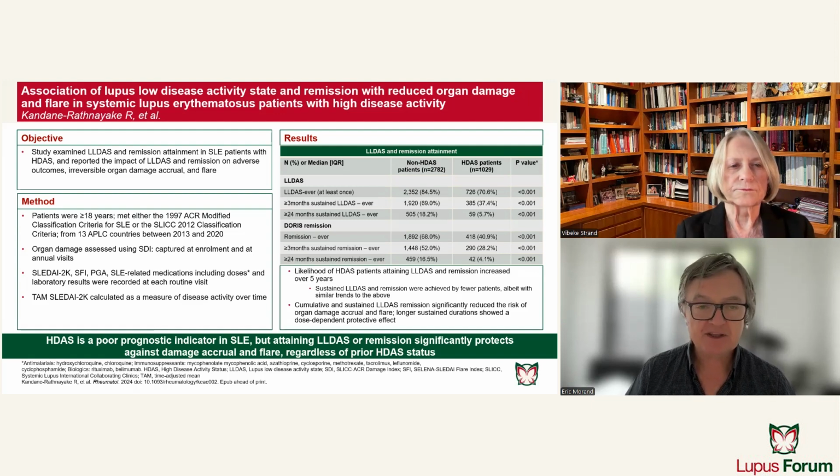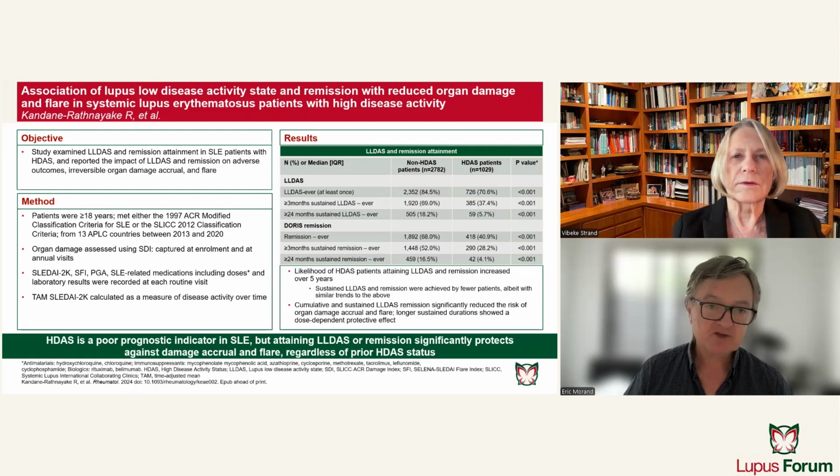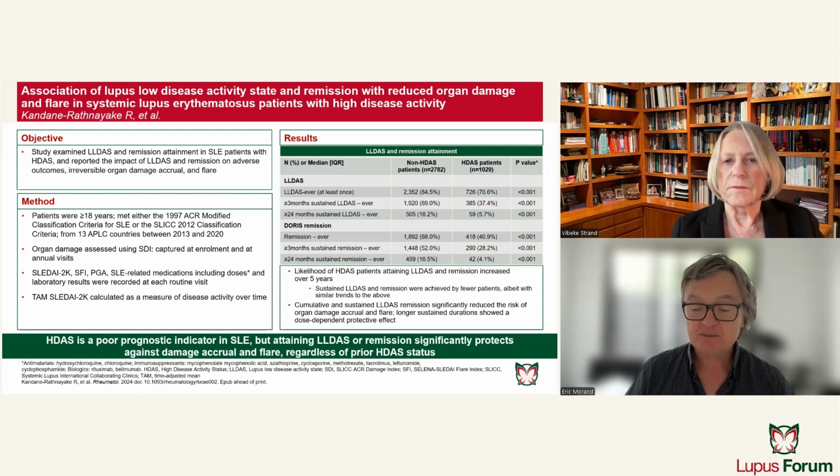So the first result is, did these patients succeed in achieving low disease activity or remission? And pleasingly, they did. 70% of patients followed for a mean of 2.7 years achieved low disease activity at least once, and 40% of patients achieved remission at least once. However, attaining these states just once, touching down, as it were, on these states, is not as protective as attaining them for a longer time.